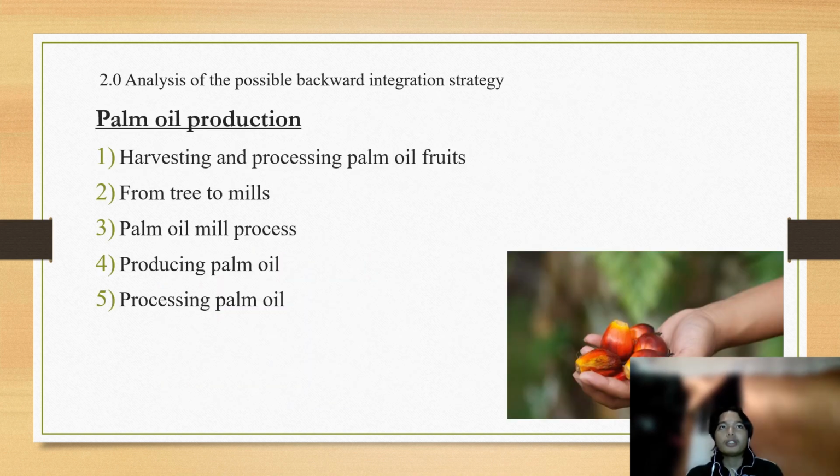For 2.0, analyze the possible backward integration strategy. For palm oil production, we have 5 steps, which are harvesting and processing palm oil fruits, transport from tree to mills, palm oil mill process, producing palm oil, and processing palm oil.